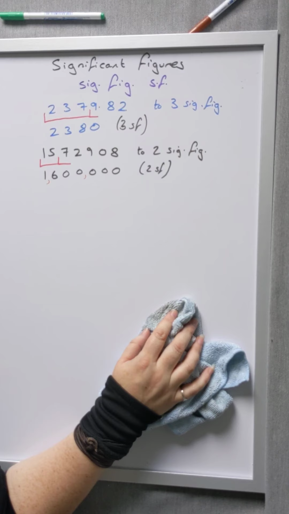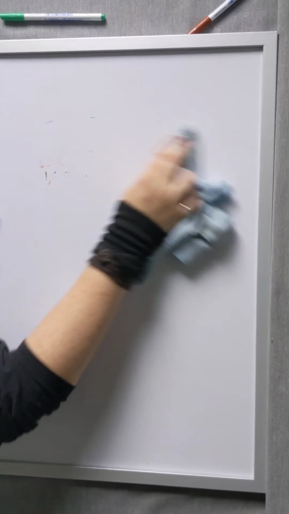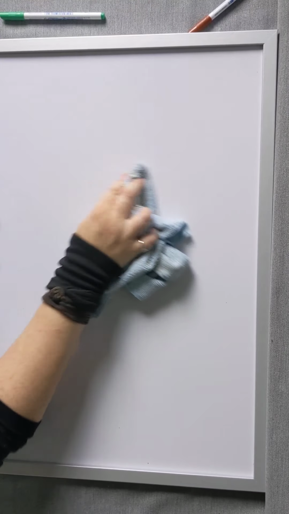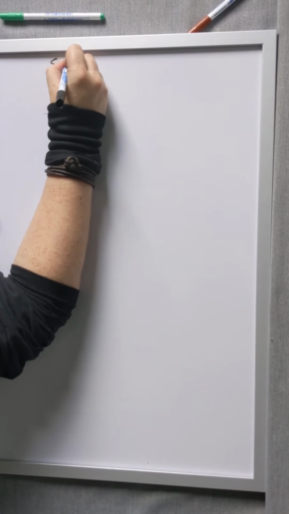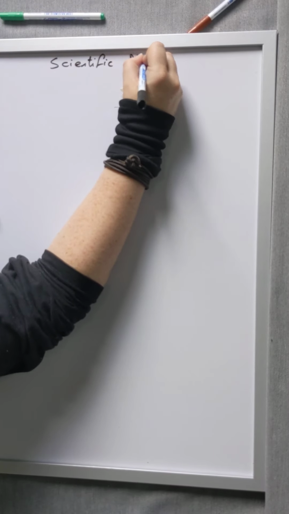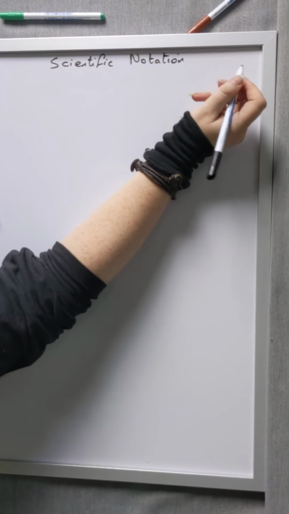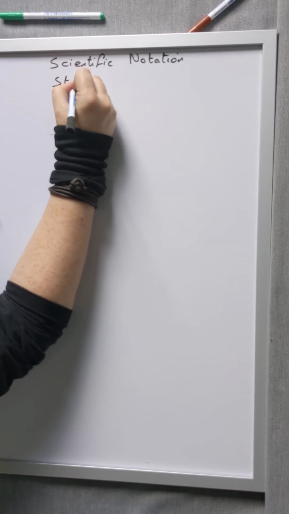But the next thing is the one that they're going to test you on most, and that would be scientific notation. And this is a way of showing really big numbers and really small numbers in ways that are easier to manipulate. So we have scientific notation, and as you can guess, it is used in science. I forgot how to spell notation there. It's also called standard form.